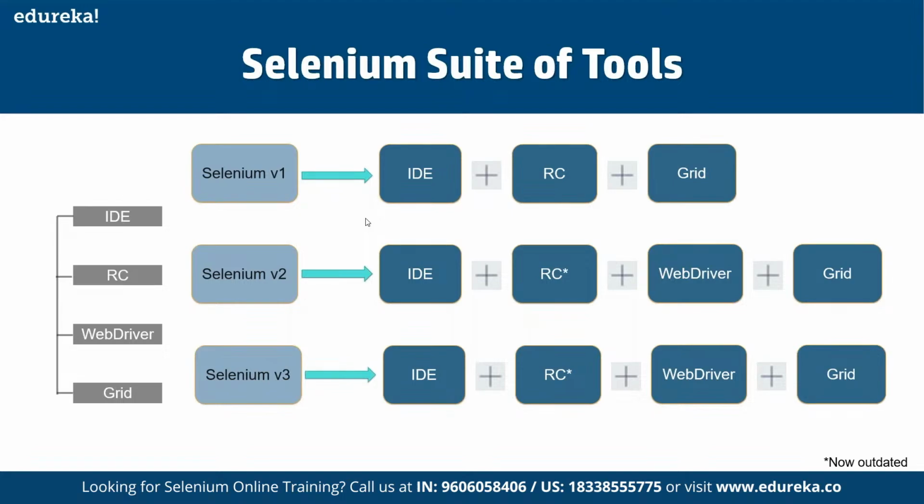Parallel execution is achieved by using Grid with the help of hub-node architecture. One machine will assume the role of a hub while the others will be the nodes. The hub controls the test scripts running on various browsers inside various operating systems. Test scripts being executed on different nodes can be written in different programming languages as required. All right, and Grid is still in use and works with both WebDriver and RC.